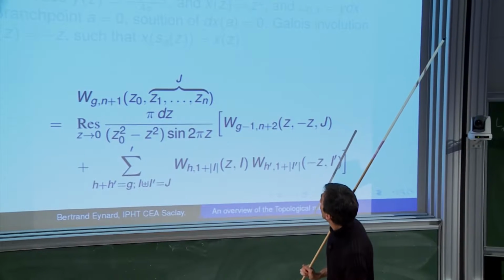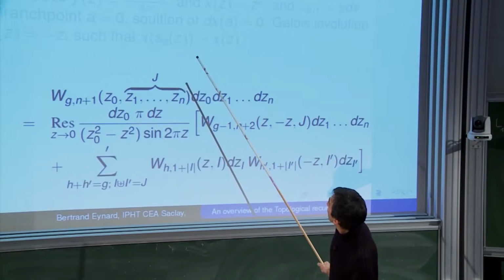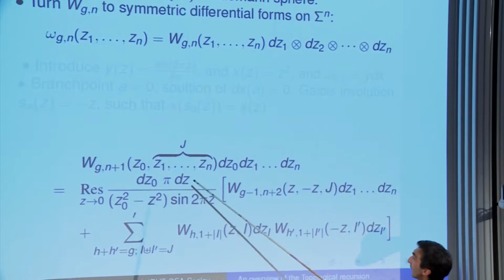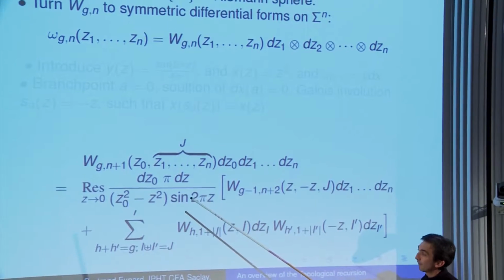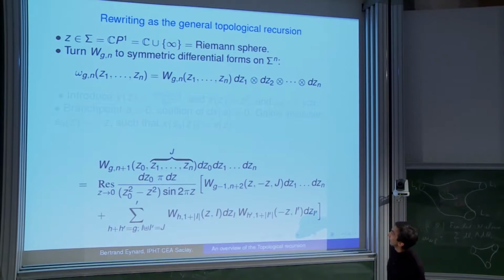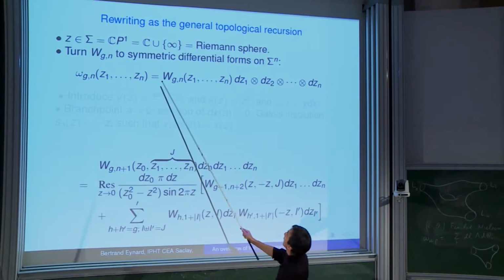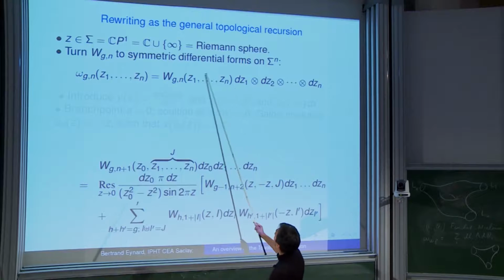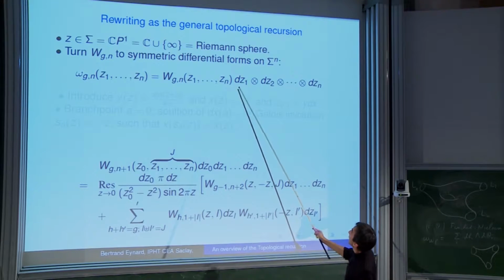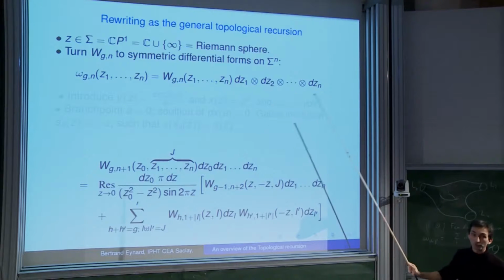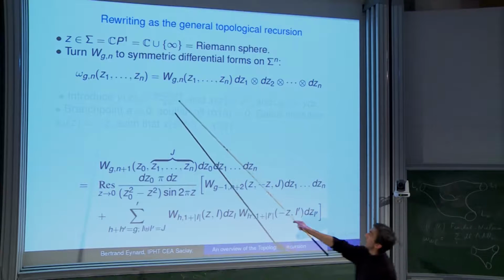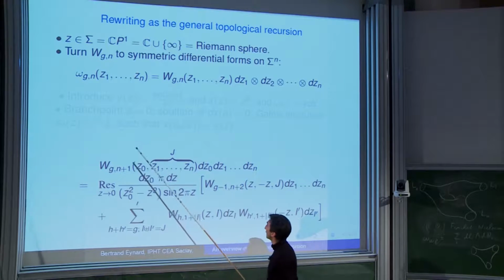All right. Then another thing is, well, since you need to integrate all the time, it's better, in fact, to use differential forms rather than functions. It's more natural. So let me turn the WGNs, which were functions, into differential forms, symmetric differential forms. All right? And let me call that omega gn. So it's a symmetric differential form.